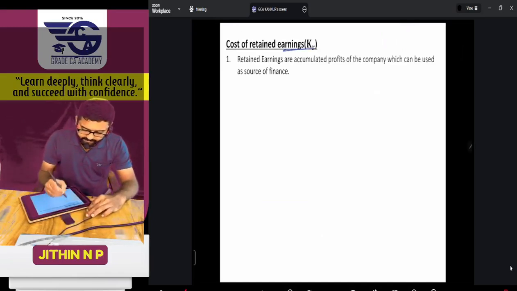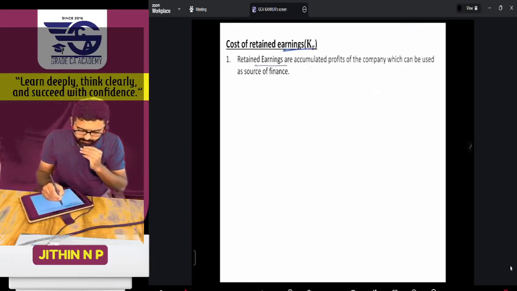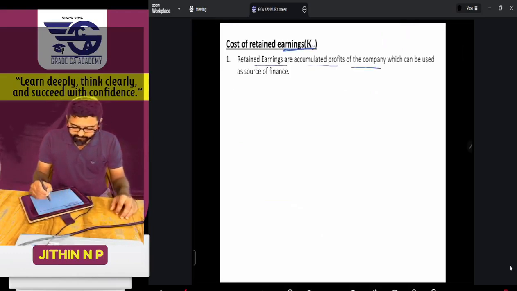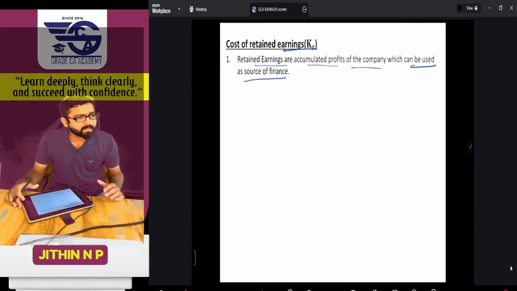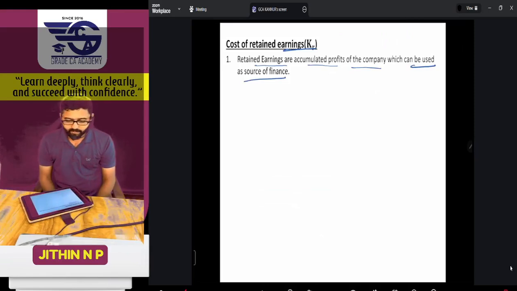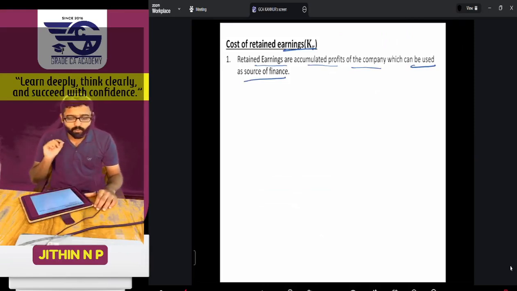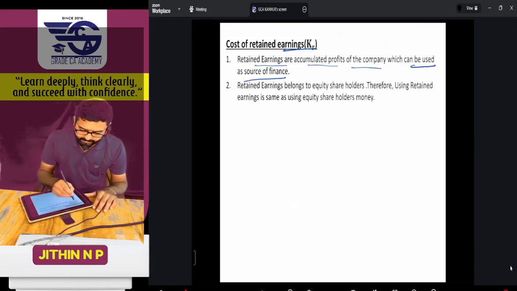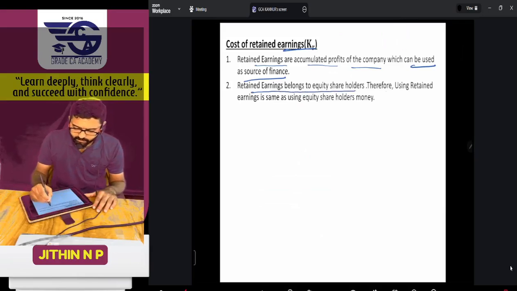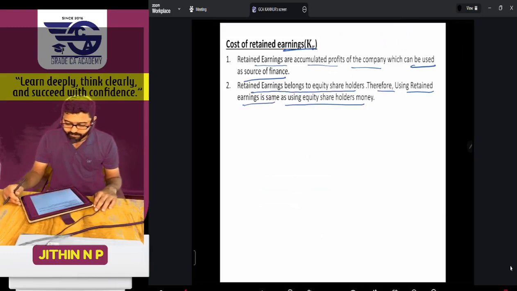Cost of retained earnings. Retained earnings are accumulated profits of the company, which can be used as a source of finance. Retained earnings belong to equity shareholders. Therefore, using retained earnings is the same as using equity shareholders' money.